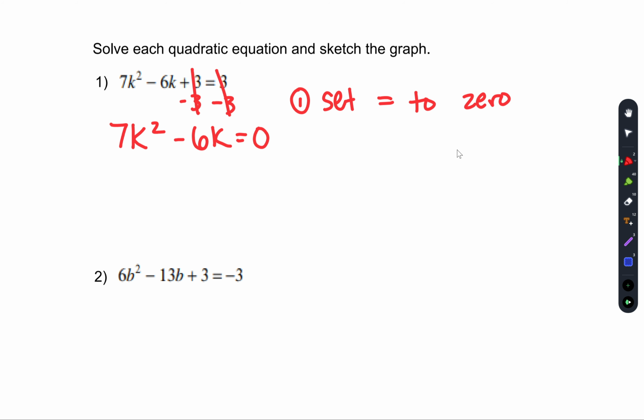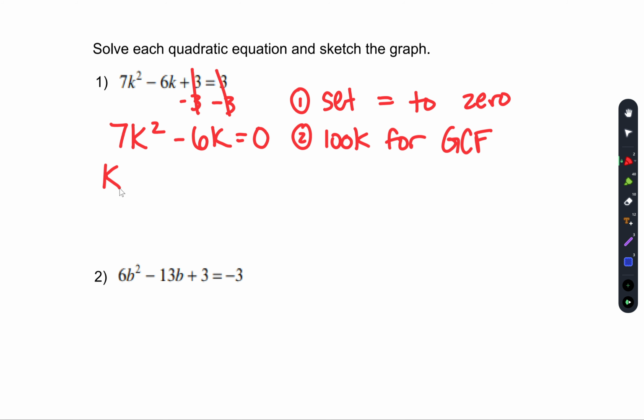What can I take out? Casper, do you know? Yeah, we can take out a k out of everything. This is called taking out the GCF, the greatest common factor. That is what I am looking for. In this case, the only thing we can take out of both of these terms is a k.